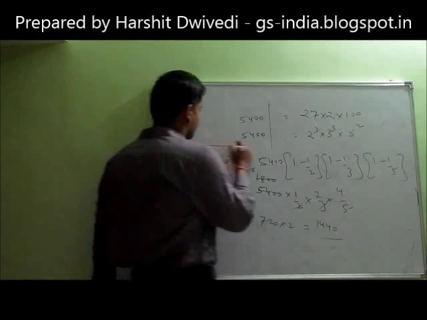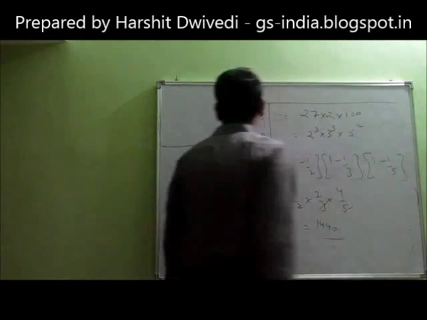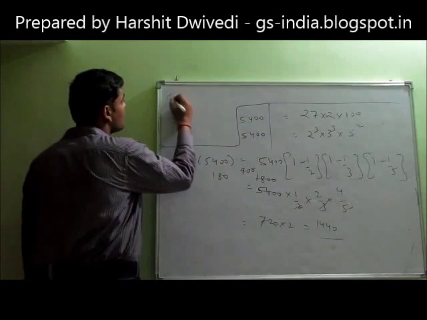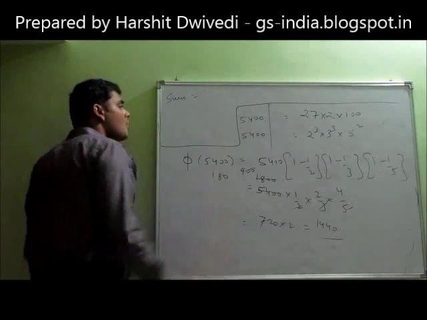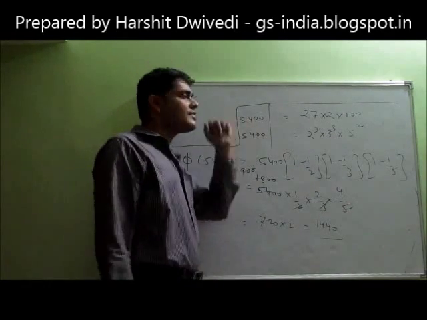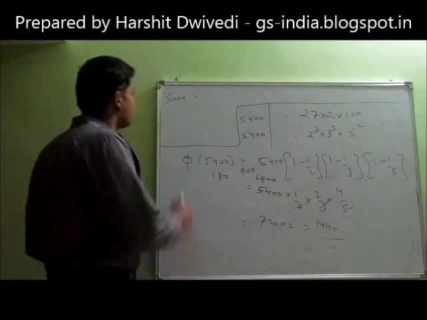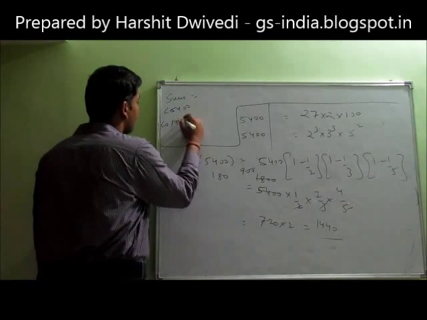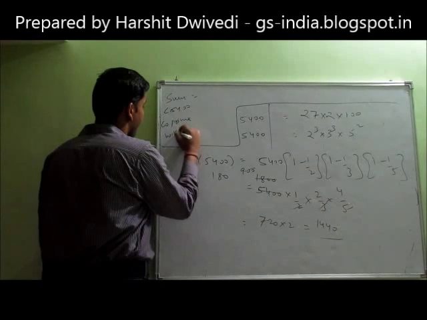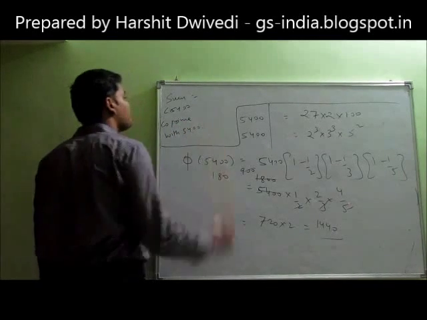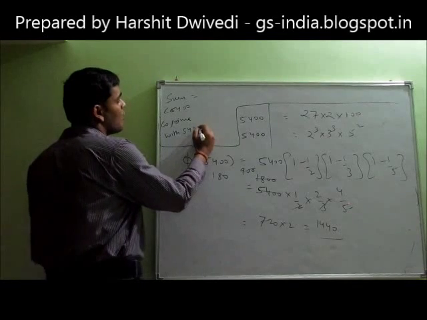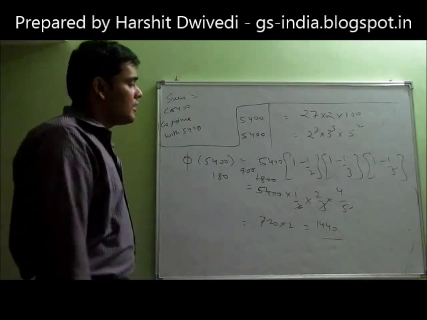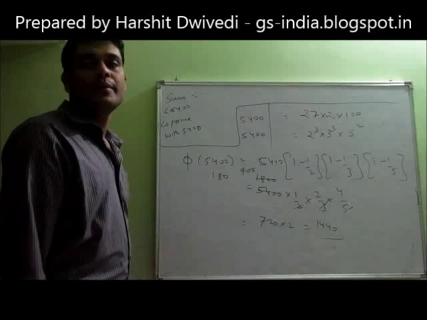Now, coming to the sum aspect. What was the question? I have to find out the sum of all those numbers which are less than 5400 and are co-prime with it. I have not written the whole question. I hope you are getting the point. I just want to make it fully understandable to you.